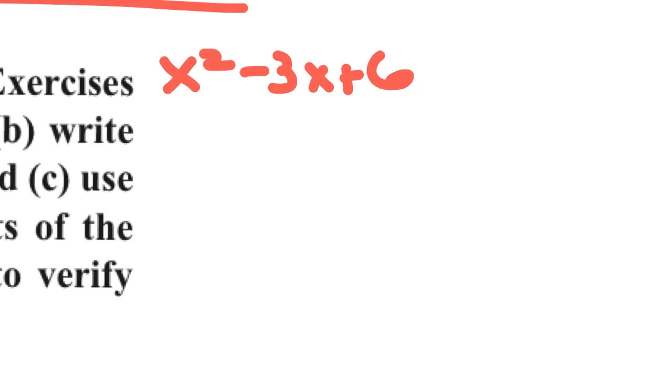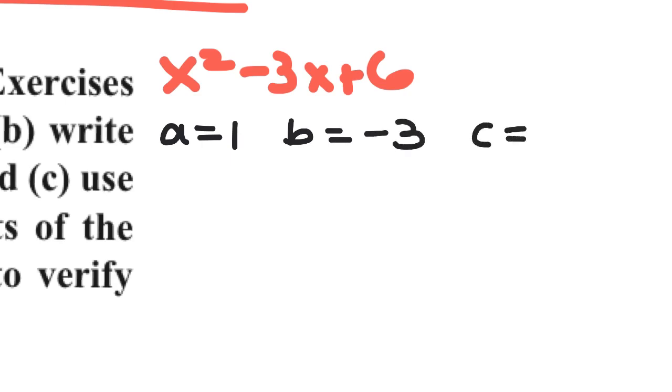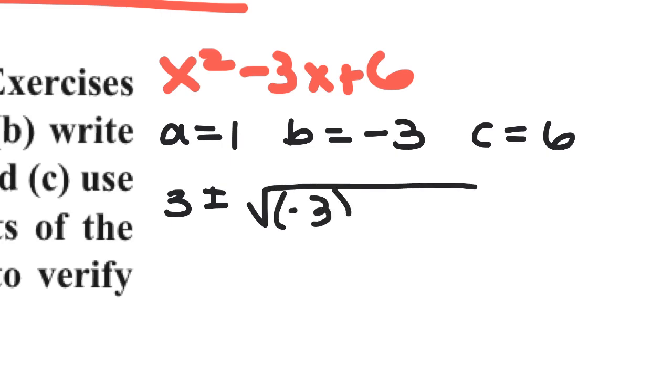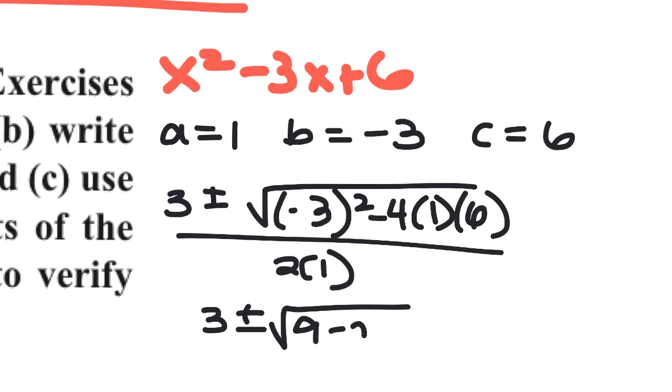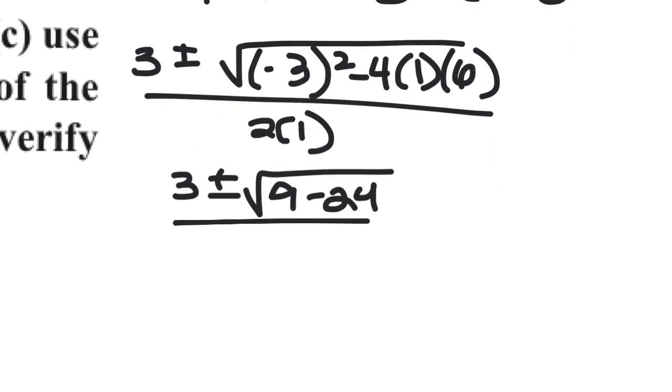So this means I have to do quadratic. A would be 1, B would be -3, and C would be 6. So the opposite of -3 is 3, plus and minus the square root of B squared minus 4 times A times C, all over 2 times A. 3 plus and minus the square root of 9 minus 24, over 2.